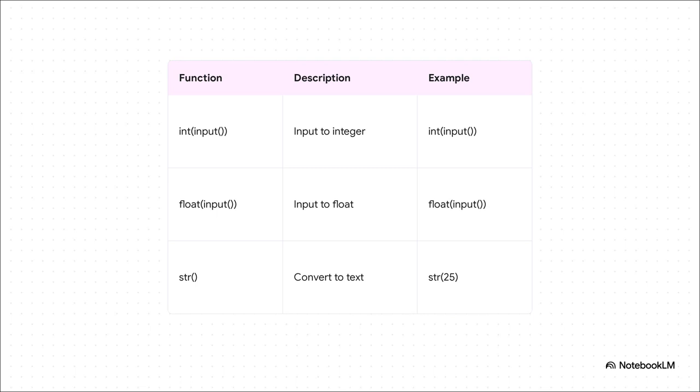Here is exactly how we do that. If we want a user's typed input to be treated as a math number, we literally wrap our input command inside an int function. So int, parenthesis, input, parenthesis. Now, if they type 25, it's saved as an actual integer, not text. We can do the exact same thing with float for decimals. We can even reverse the process and use the string function to turn a number back into text. You are in complete control of the data.